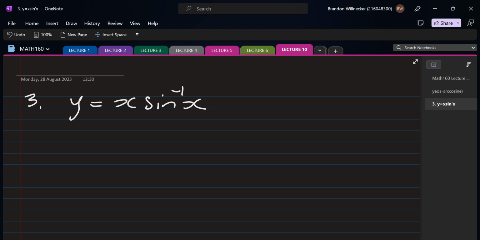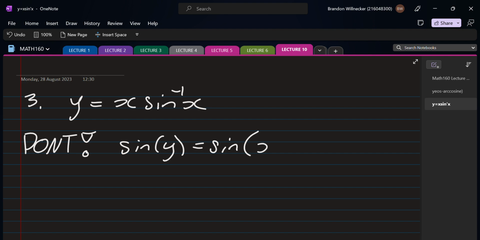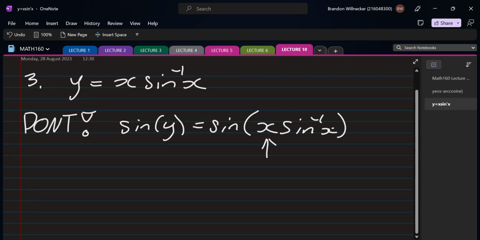So instead, we're going to take the derivative on both sides because we're going to try to find y directly. Let's put a comment here, don't, and then we'll put here sine of y is sine of x sine inverse x. That x causes a problem. So don't write it like that. Instead, we're going to take the derivative on both sides. I hope everyone's writing this down.